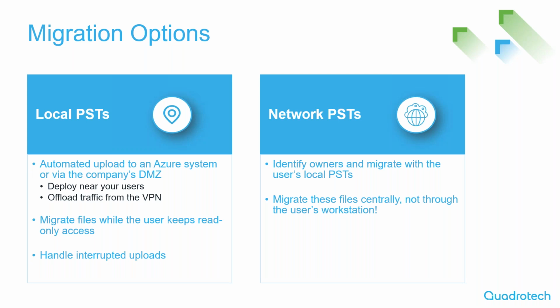And your network PSTs, you want to be sure that you're dealing with them centrally as well. So you don't want them user-driven where they're trying to download these from the network over the VPN down to the workstation, up to Office, back down to the workstation and the cache. So you've really got to go back to networking basics here and be sure that you're using a solution that can be effective.